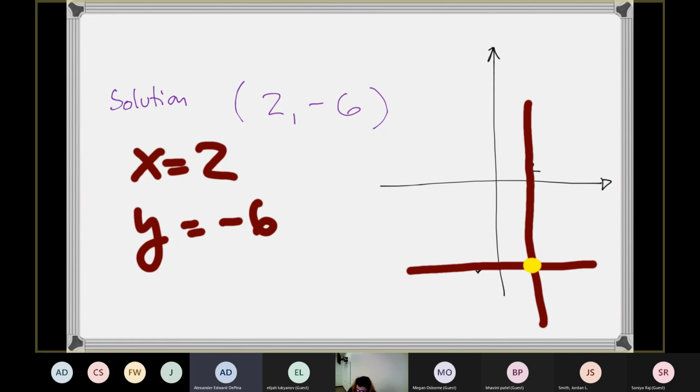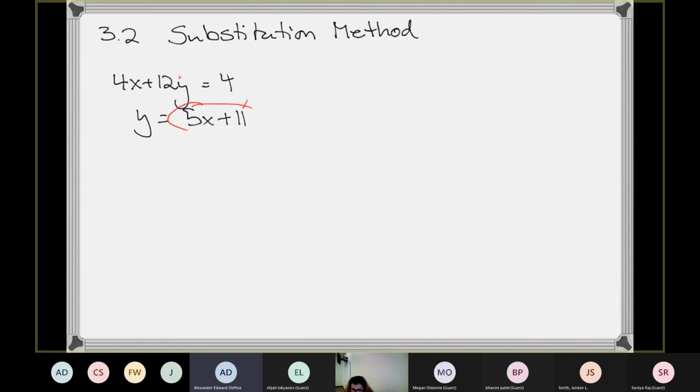And now, what time is it? Oh, we can do 3.2 and 3.3 all today. Are you ready? Substitution method. Y equals 5x plus 11. Let me do this problem without any instructions. So they want you to solve it by the substitution method.